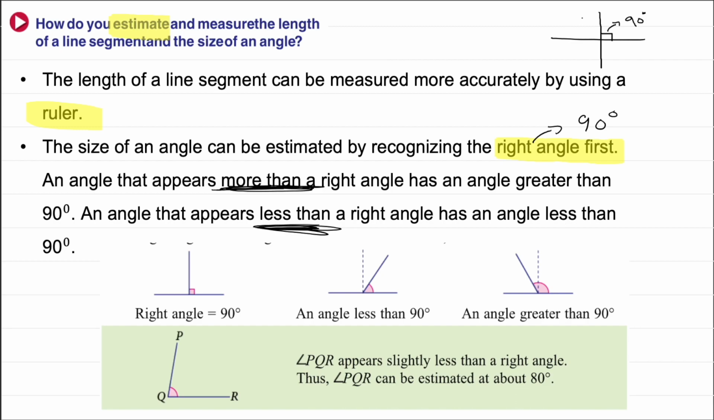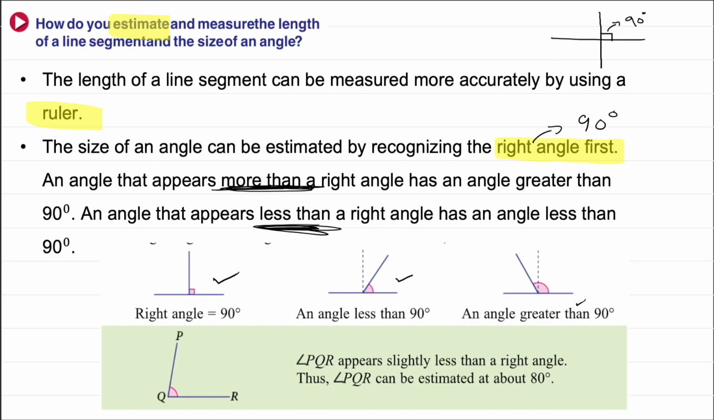So, ini reference kita, right angle ni 90 darjah. So, ini right angle. First diagram is right angle. This one kalau angle dia kurang daripada 90 darjah. And this one kalau dia lebih daripada 90 darjah. Ini untuk estimate saja. Tetapi kalau kita nak measure betul-betul, contoh yang ni contoh lain.